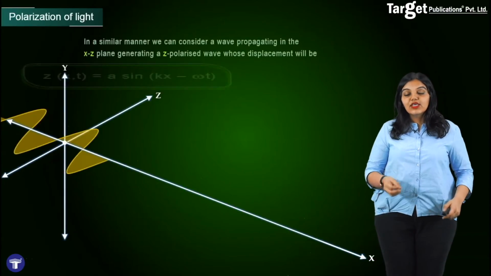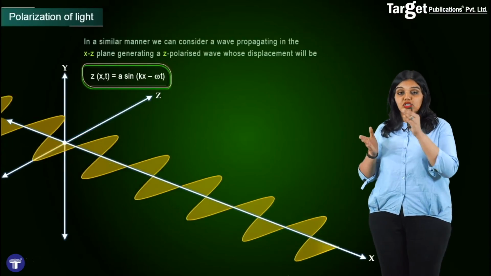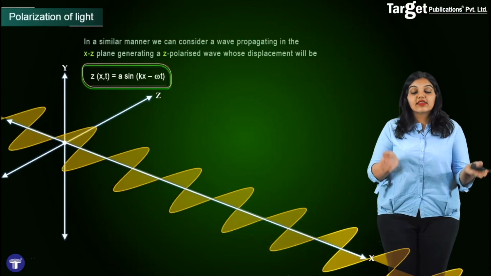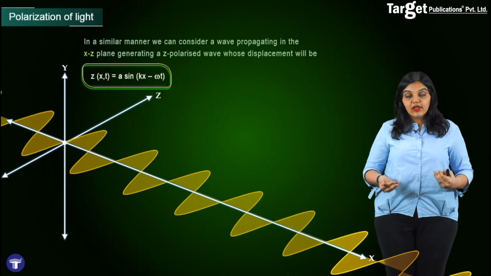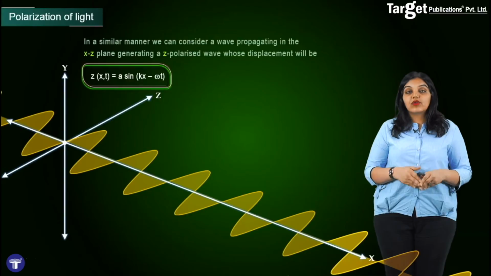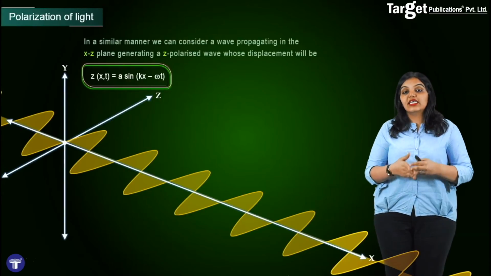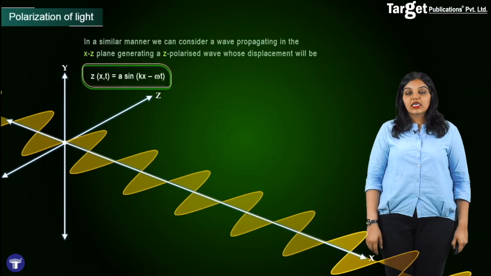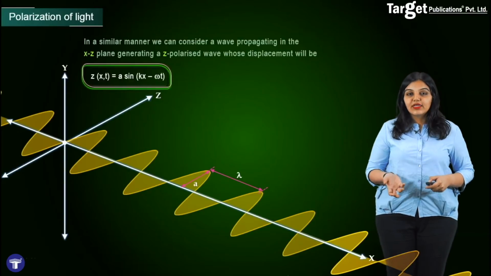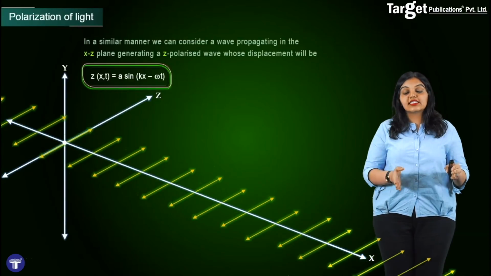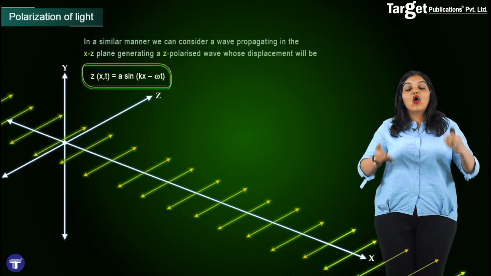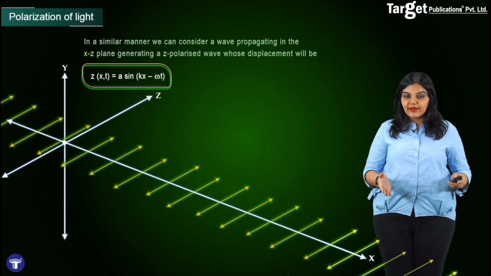vector. Similarly, you can also have a wave propagating along the x direction again, but whose particles are vibrating along the z direction, which means this wave lies in the xz plane, or we say its particles vibrate along the z axis. Such a wave will be described by an equation z = a sin(kx − ωt). Here again a is the amplitude of the wave, ω is the angular frequency, and λ is its wavelength. Note that in this case the wave is z polarized, or we say it is linearly polarized in the z direction or plane polarized in the xz plane.